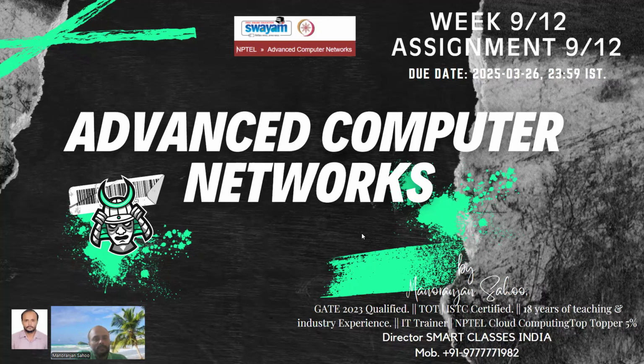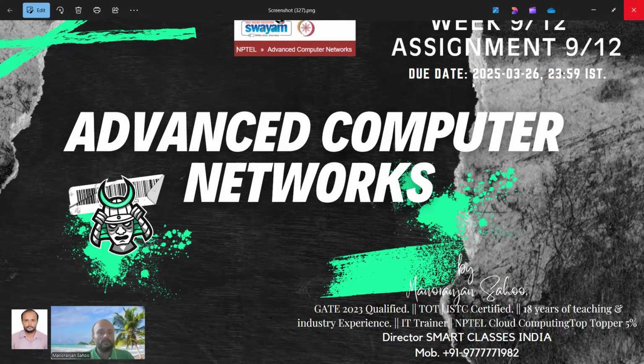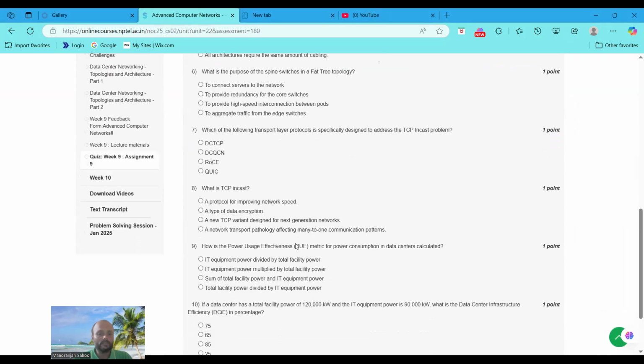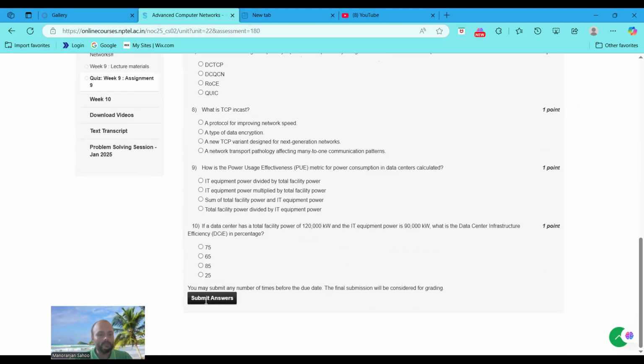Now it's time to solve the SWAYAM NPTEL Advanced Computer Networks Week 9 Assignment 9, whose last date is 26 March 2025. Now guys, let's start the questions. This is Advanced Computer Networks, and there are about 10 questions, and we will try to attempt the 10 questions one by one. Let's start the first question here.